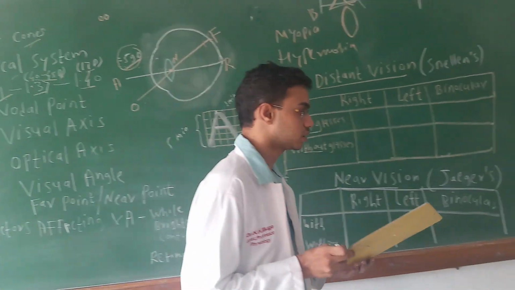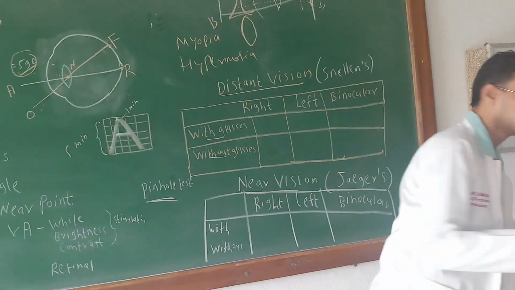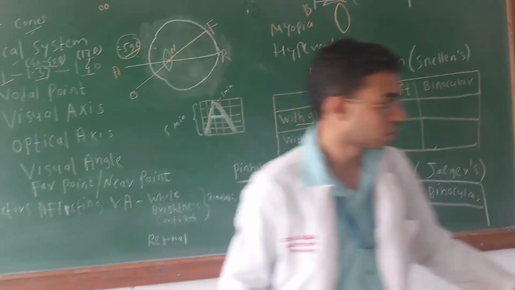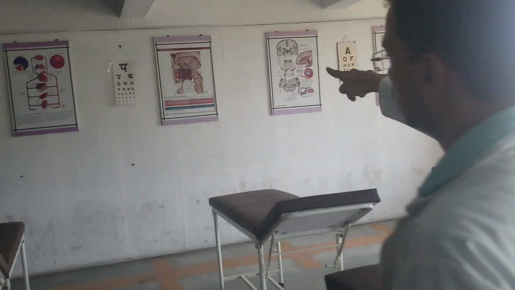So let us see how to record the distant vision with the Snellen chart. In our lab, this is a 6 meter distance. This is the marking of 6 meters. And this is a Snellen chart. We have this Snellen chart at a distance of 6 meters.